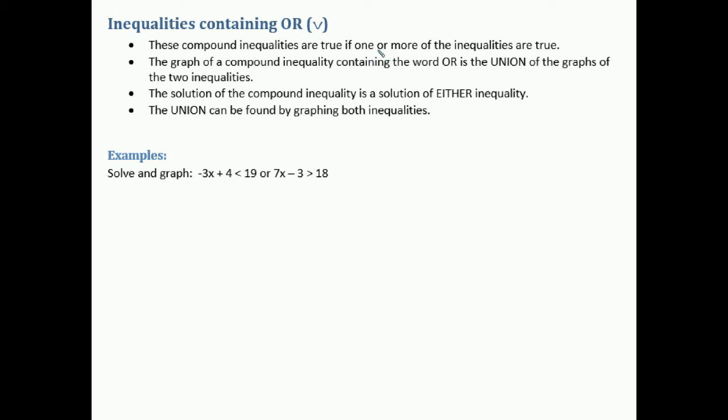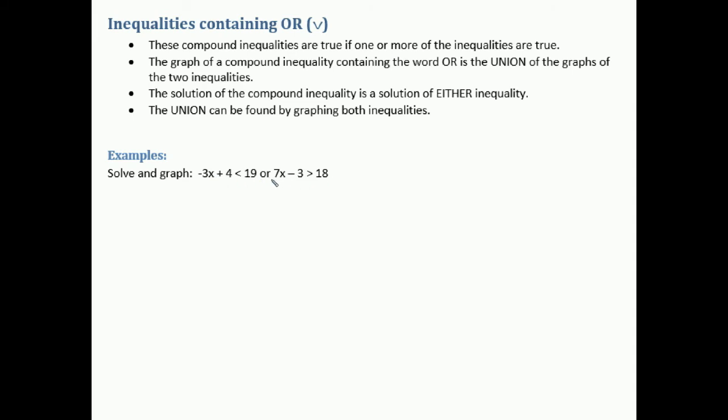So if they're like, well, let the women or children go first. Something like that. The graph of a compound inequality containing or is the union, the word is union here, of the two. The solution just has to be of either inequality. The union can be found by graphing both inequalities.